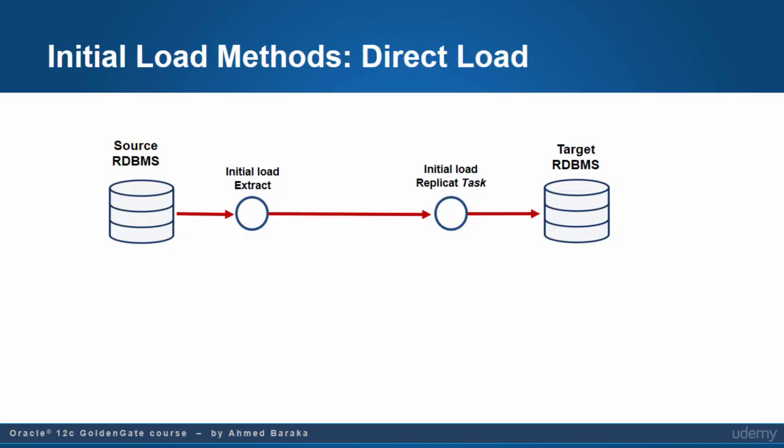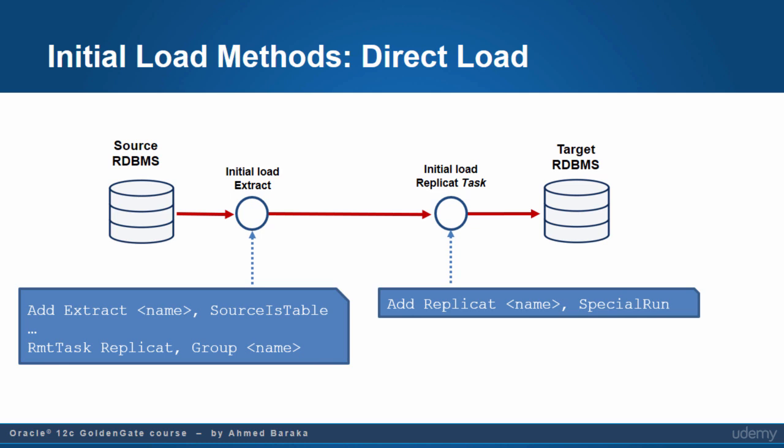To perform the initial load with the Oracle Golden Gate direct load, you configure an initial load extract process. The process reads from the source records and sends them directly to the replicate task. We call this entity a replicate task and not a replicate process because it is started dynamically by the manager process and it does not require the use of a collector process.